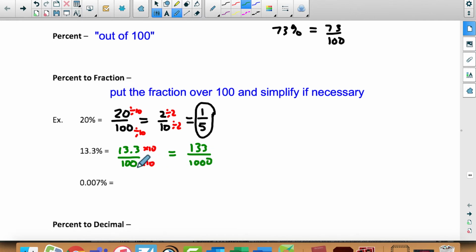Or if you want, take the decimal, which is right here at the end, and move it one spot. We've got to have something in that empty spot. You put a 0 in there. Whichever way you do it, this is your answer, and that's in lowest terms. You can't simplify this any further.